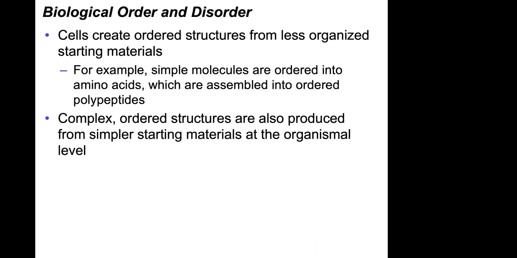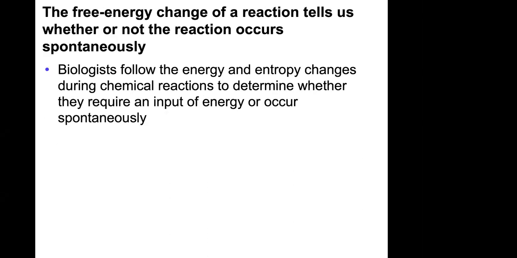So let's talk a little bit about biological order and disorder. Cells will create ordered structures from less organized starting materials. For example, simple molecules are ordered into amino acids, which then are assembled into ordered polypeptides or proteins. Polypeptide and protein mean the same. Complex or ordered structures are also produced from simpler starting materials at the organismal level. Now, biologists will follow the energy and entropy changes during chemical reactions to determine whether they require an input of energy or occur spontaneously.